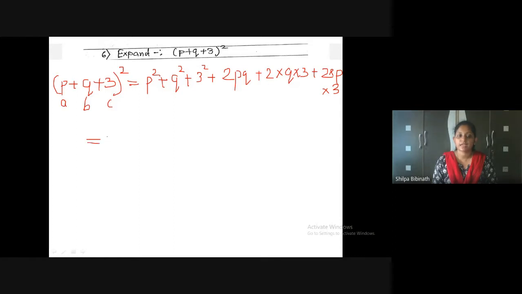First 3 will be as it is. P square plus Q square. What is 3 square? 3 3s are 9. So plus 9 plus 2PQ plus 3 2s are 6, 6Q plus 2 into P into 3. So plus 6P is your final answer.